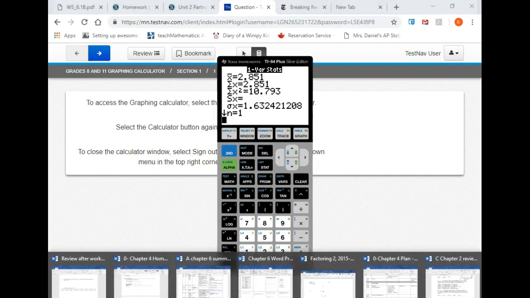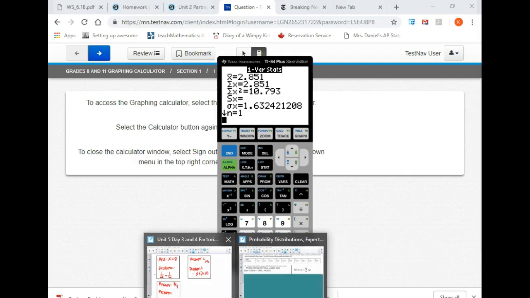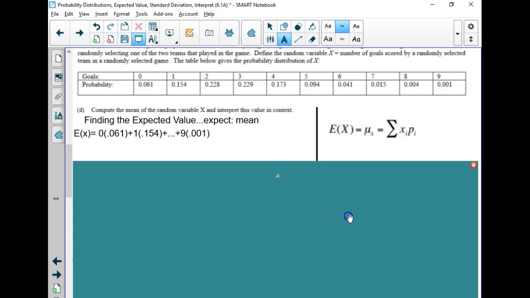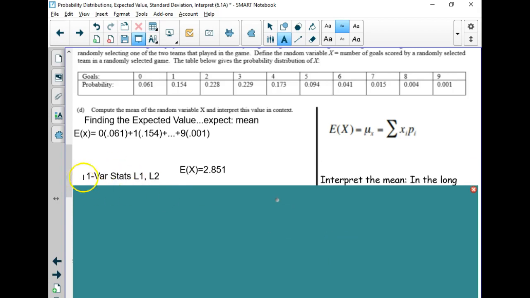All right, give me a second to get back. And I'm back. Okay, if you have the old calculator, look over here real quick. You're going to hit one variable stats, enter, okay? But then you need L1, L2 after it in order to get this expected value. So we have our expected value of 2.851, and part of the goal is we need to interpret it.